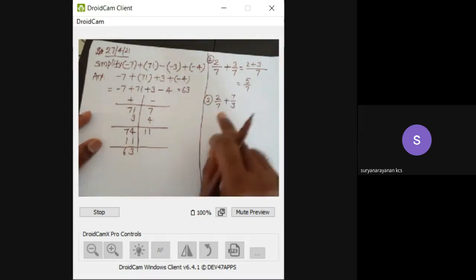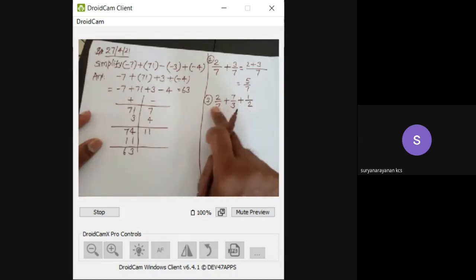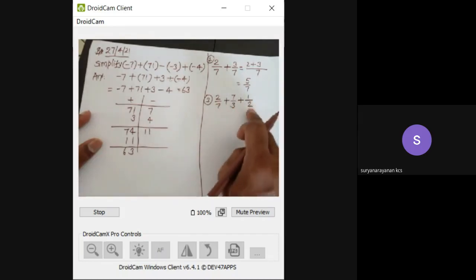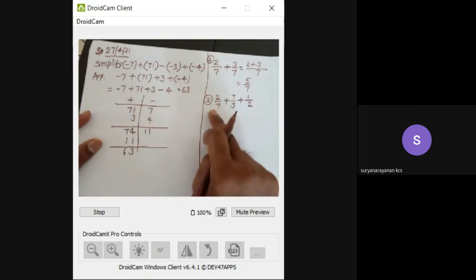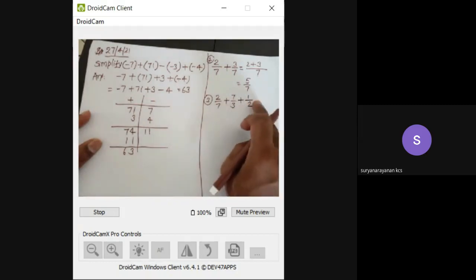If you observe this question, not only two fractions, there may be three or four unlike fractions given. Not only two unlike fractions, we can extend like this also. Now, simplify. They will ask you, simplify 2 by 7 plus 7 by 3 plus 1 by 2. Or find the value of 2 by 7 plus 7 by 3 plus 1 by 2.